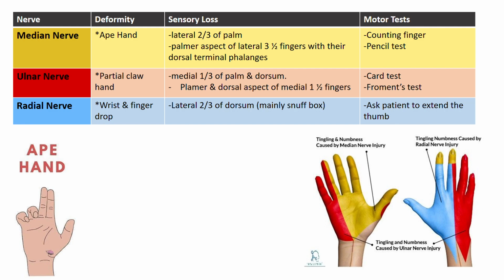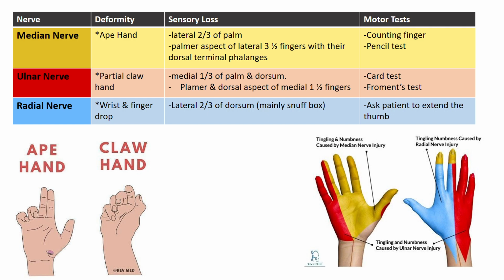Concerning the ulnar nerve, the affected area with sensory loss will be the red area, in which there is medial 1/3 of the palm and the dorsum of the hand, and affection of the palmar and dorsal aspect of the medial 1.5 fingers. This will result in partial claw hand, and the motor tests are cord tests and Froment's tests, and you will go through these motor tests in OSPE files.